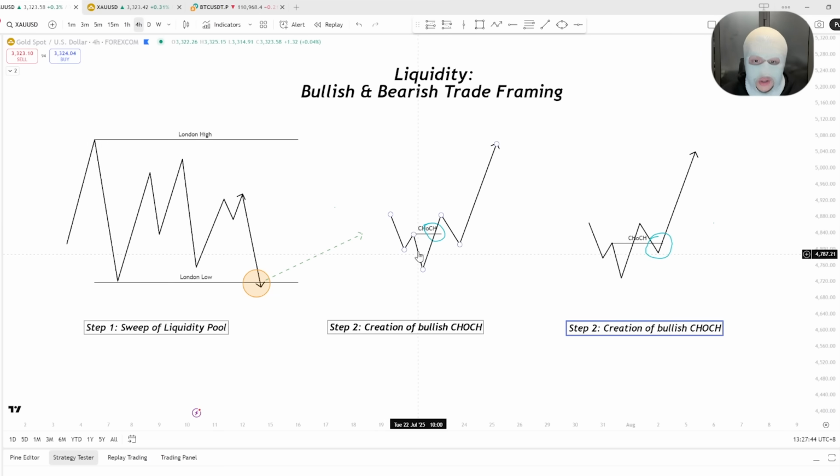The reason why a bullish change of character has to happen for us to capitalize on bullish trades is that when price comes to sweep a low of a liquidity pool, it creates a lower time frame bearish structure, as you can see right here.